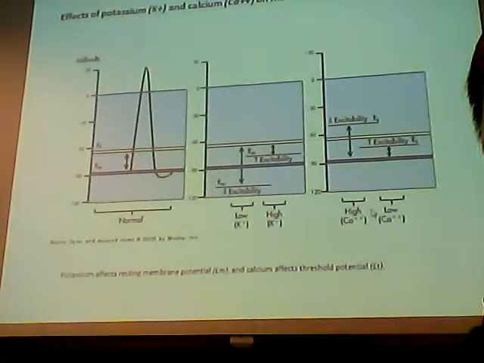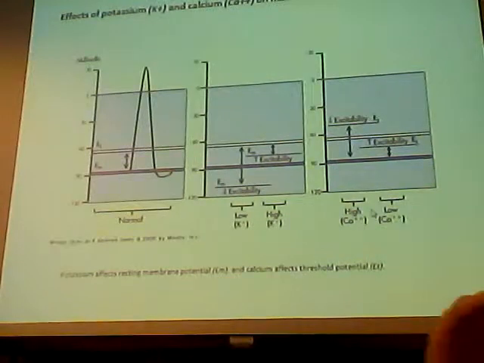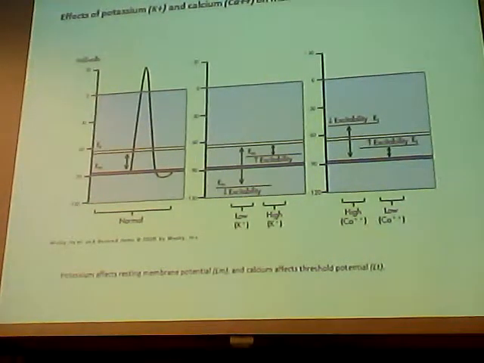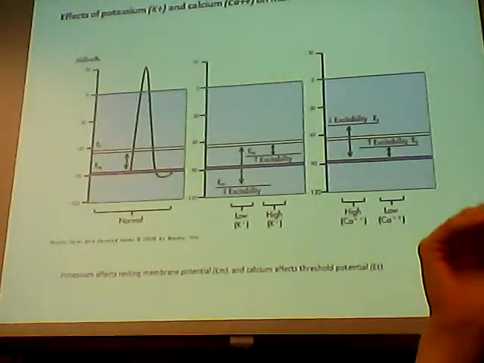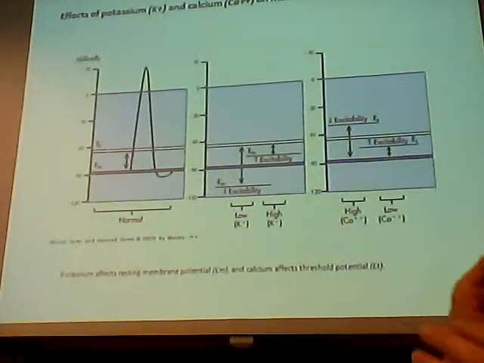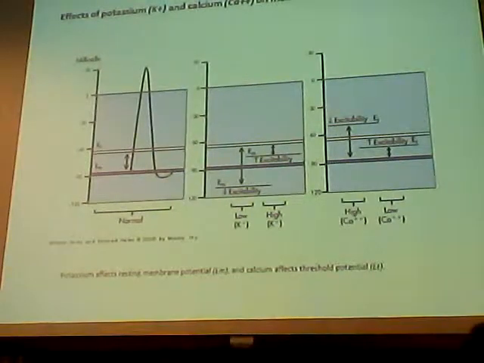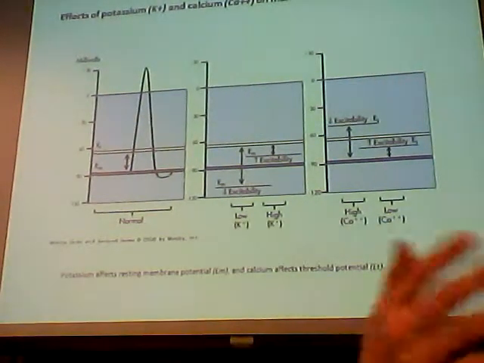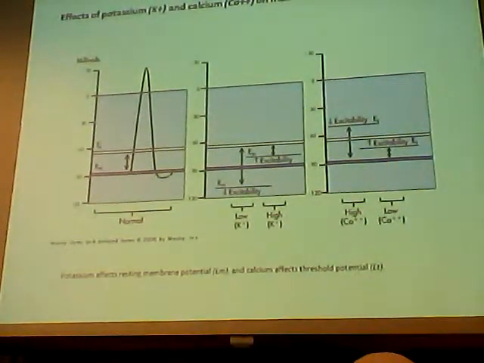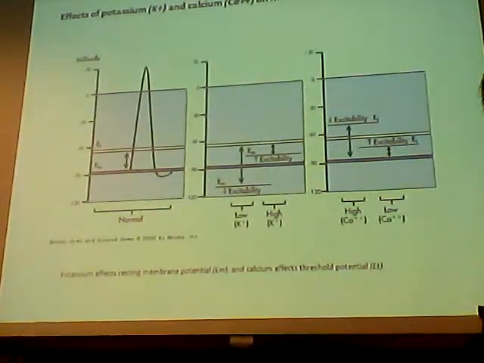On the other hand, you've got calcium, which determines what that threshold actually is. So if I have high calcium, I'm increasing the threshold, so it's harder for me to reach. And if it's harder for me to reach, less excitable. And then if I have low calcium, it's the opposite effect. So it decreases the threshold, so it's easier to get excited.